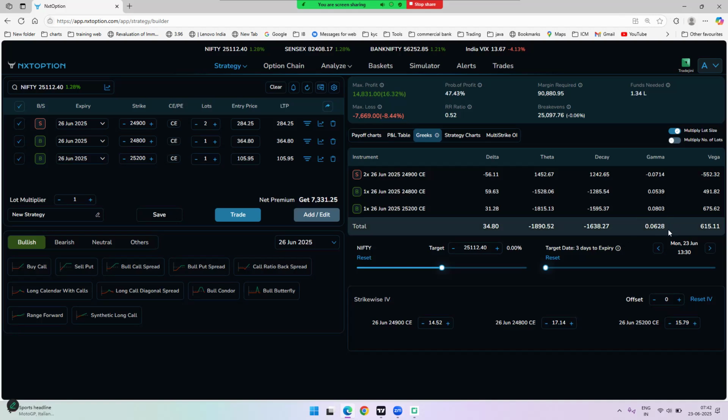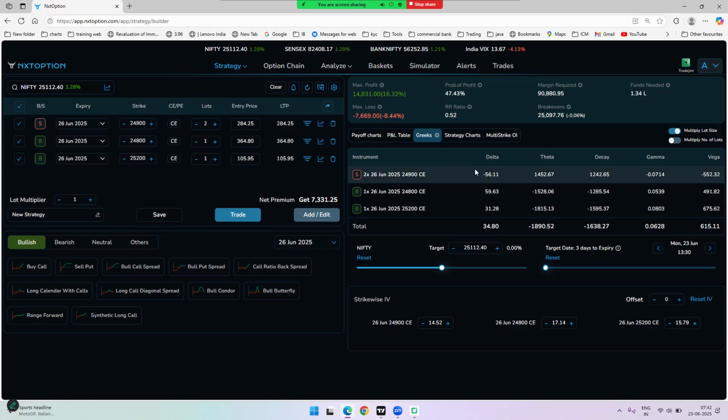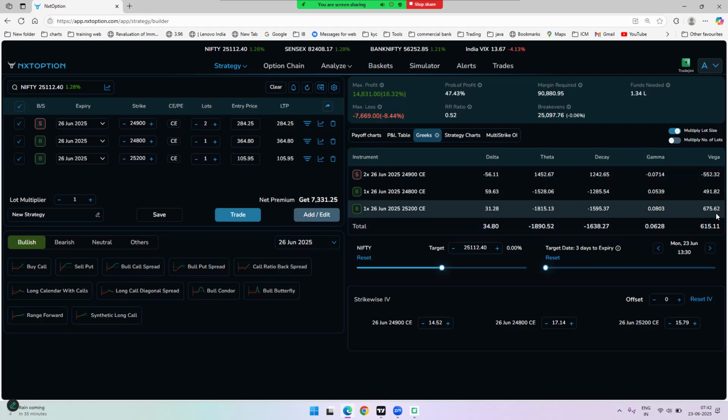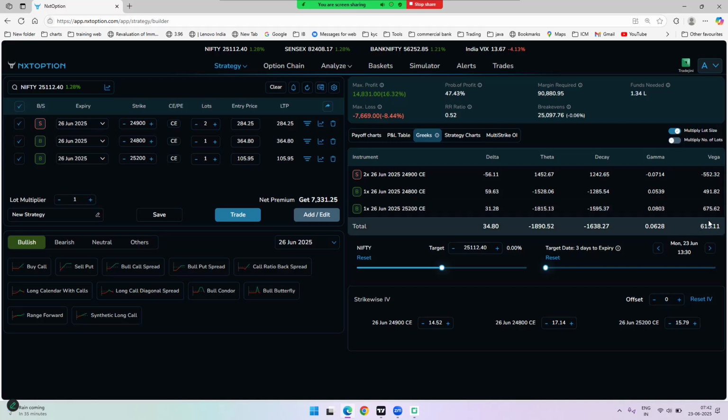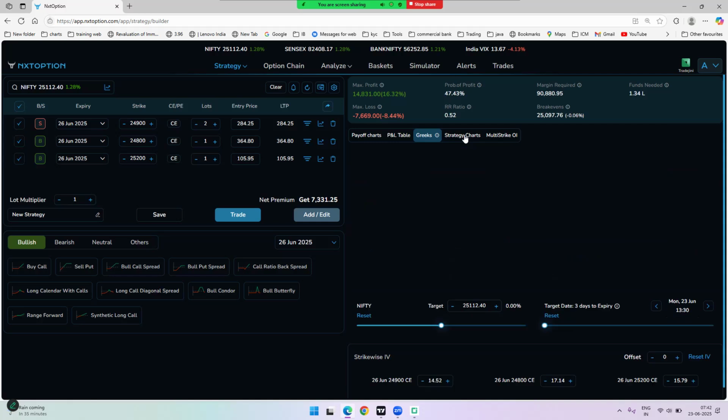Then gamma tells you that if the underlying share price changes, what would be the impact on the delta? Then Vega basically tells you that if the market volatility, which is usually measured by IV, increases, how much would you gain or lose? So here Vega is positive for us, around 615. So if you know about the Greeks, you can glance over it here.